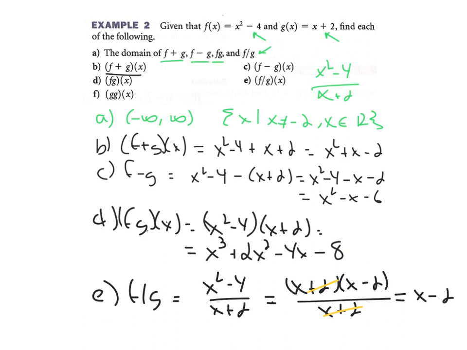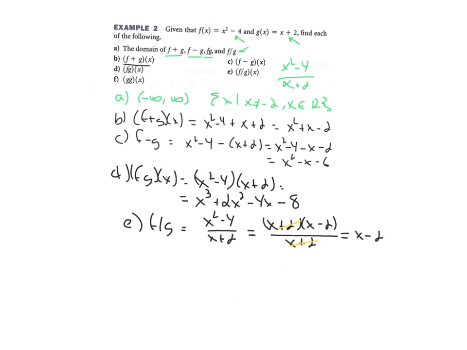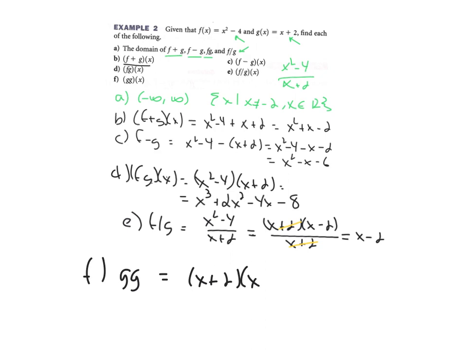And the last one says g times g of x. So I'm actually going to work out part F here, which is g. So I'm going to do x plus 2 times x plus 2, which is really x plus 2 squared. Remember how we do that? You square the first one, you multiply together and double, you square the second, and there's that one. Hopefully it wasn't too bad. That's a lot of stuff on one slide, though.